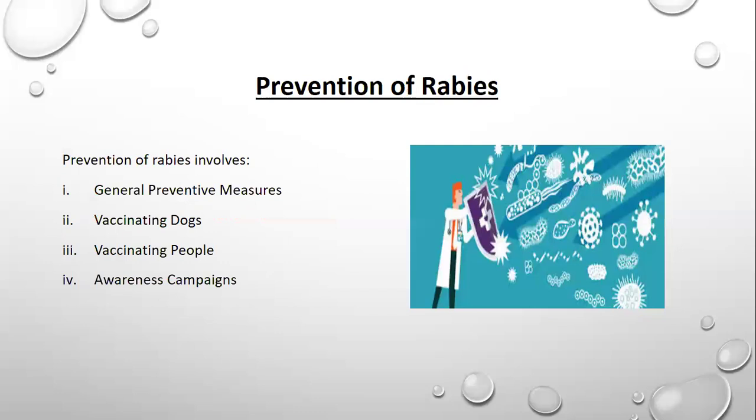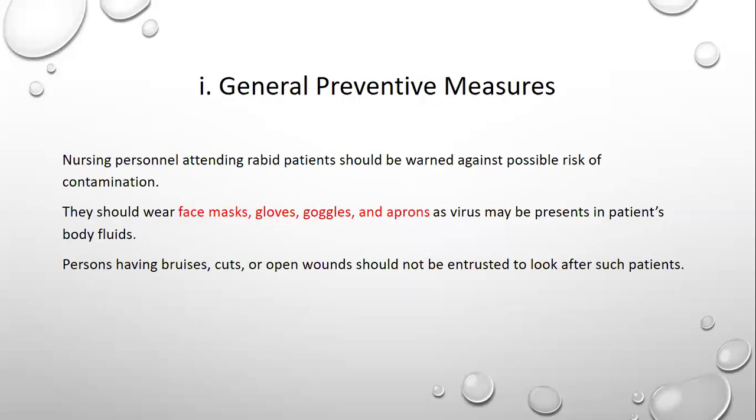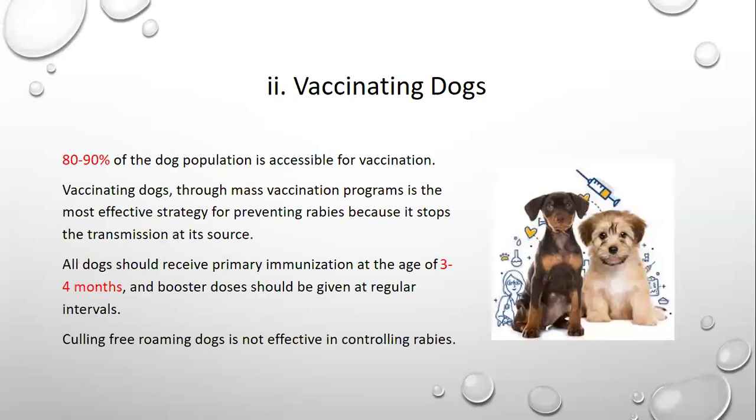Prevention of rabies. Prevention of rabies involves general preventive measures, vaccinating dogs, vaccinating people, and awareness campaigns. General preventive measures: nursing personnel attending rabies patients should be warned against possible risk of contamination. They should wear face masks, gloves, goggles, and aprons, as virus may be present in patients' body fluids. Persons having bruises, cuts, or open wounds should not be entrusted to look after such patients.